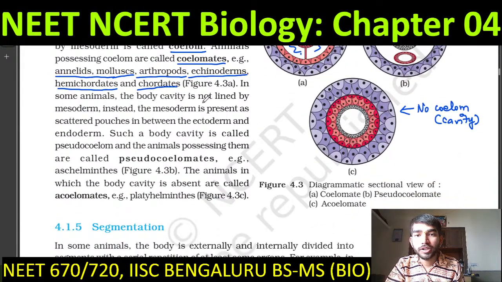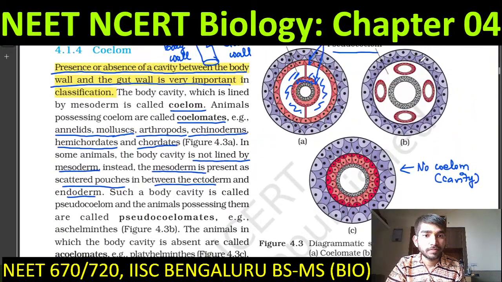In some animals, the body cavity is not lined by mesoderm. Instead, the mesoderm is present as scattered pouches in between the ectoderm and endoderm. So here the red colored mesoderm, this is the mesoderm. This is not forming a proper cavity. So this is just lying in the cavity as pouches. So then this is pseudocoelom.